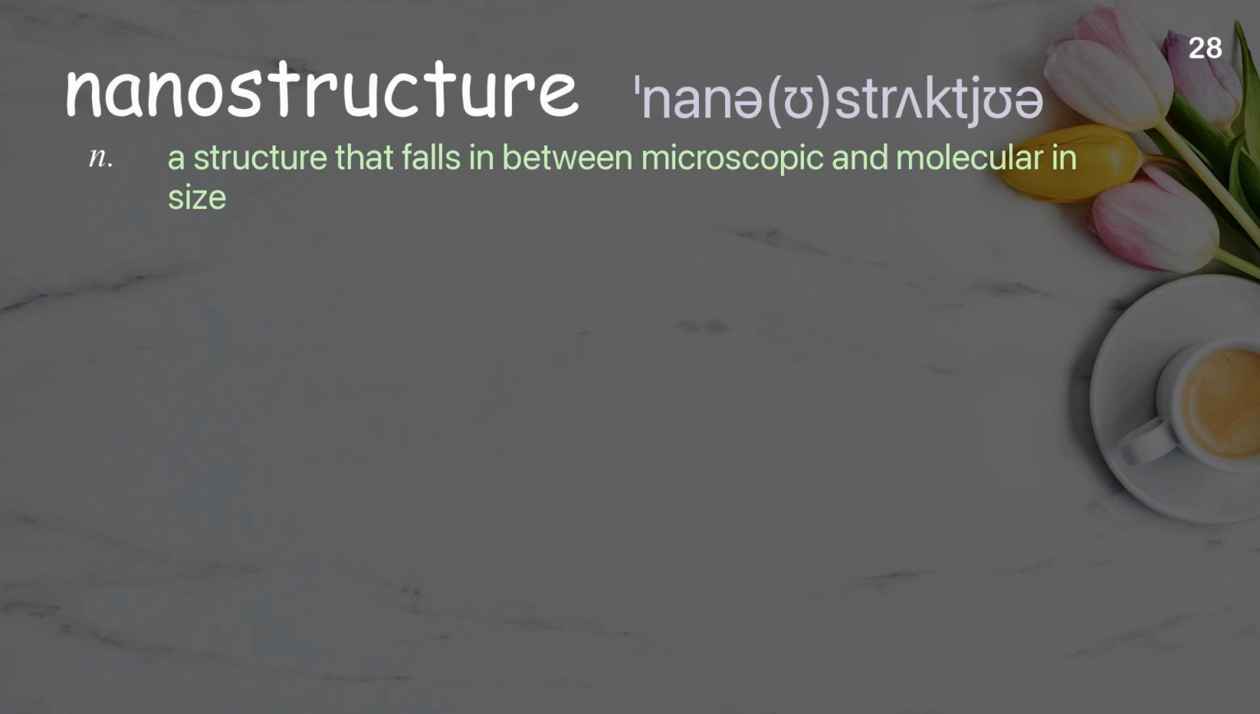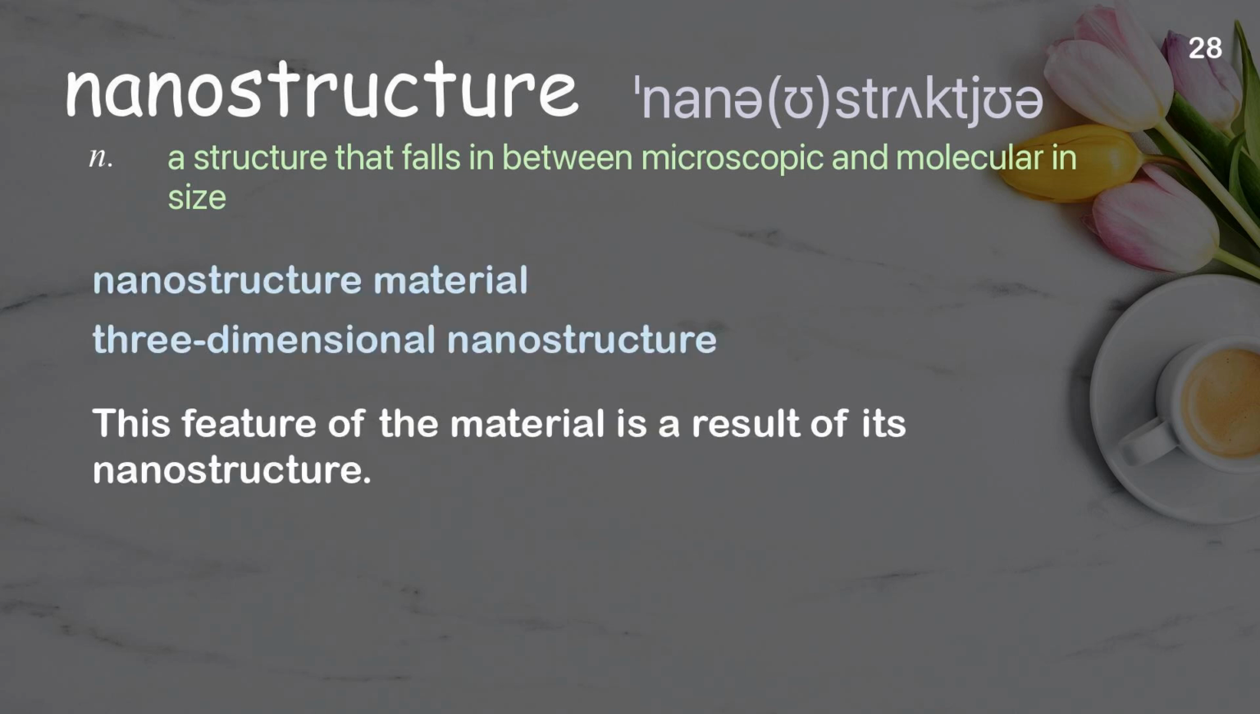Nanostructure. A structure that falls in between microscopic and molecular in size. Examples: Nanostructure material. Three-dimensional nanostructure. This feature of the material is a result of its nanostructure.